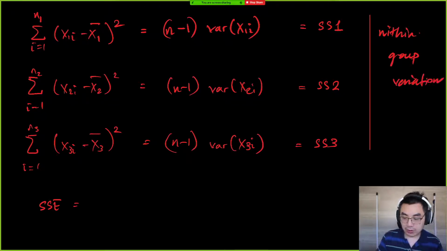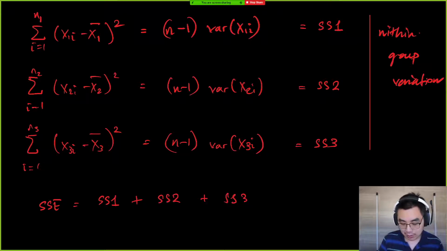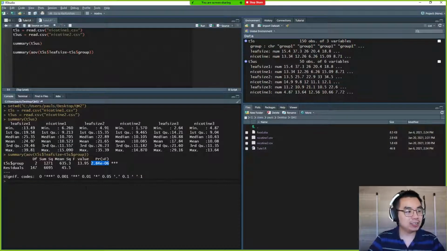Okay, so the SSE is the total within group variation. It's SS1 plus SS2 plus SS3, all right? Now, of course, we can use R to figure out these quantities fairly easily, all right? So let's switch back over to R and talk about how we can figure these things out.